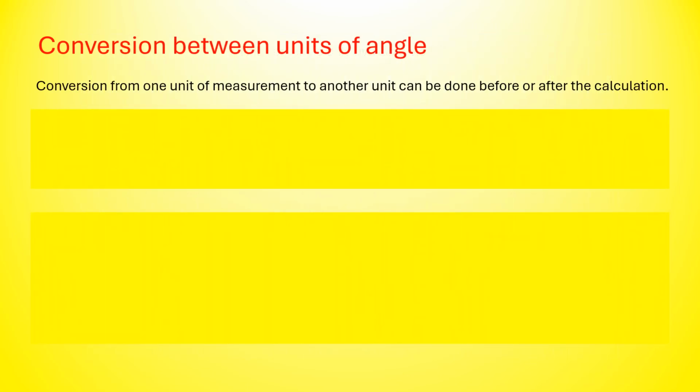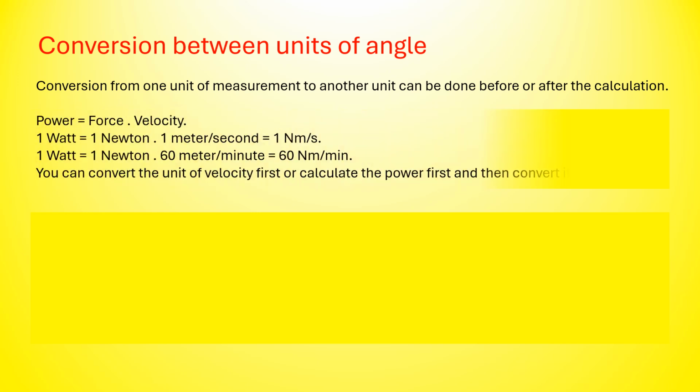Let's go back to the previously mentioned problem in the current standard, which is inflexibility of conversion between radian and other units of angle in some equations. Normally, conversion from one unit of measurement to another unit can be done before or after the calculation. For example, power equals force times velocity. 1 watt equals 1 newton times 1 meter per second, which is equal to 1 newton meter per second. 1 watt equals 1 newton times 60 meter per minute, which is equal to 60 newton meter per minute. You can convert the unit of velocity first or calculate the power first and then convert its unit later.